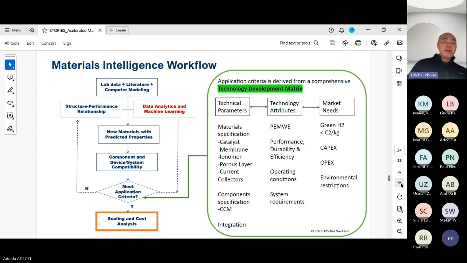Now, does it meet the design criteria and specifications, yes or no, right? If it's no, then it goes back to the drawing board and we ask, okay, from the structure-performance relationship point of view, what does it mean, with the input from literature and lab data plus modeling?